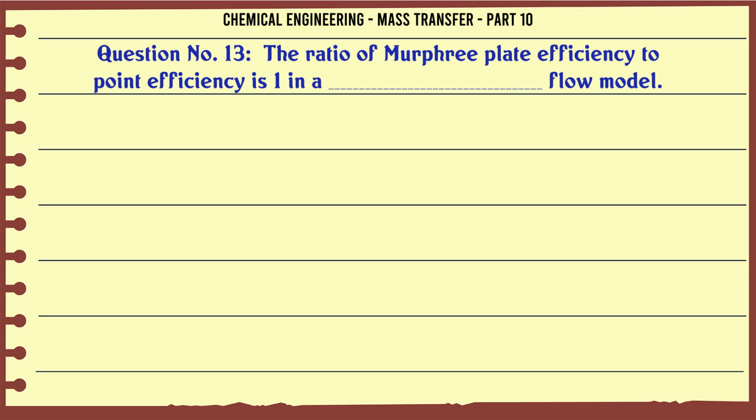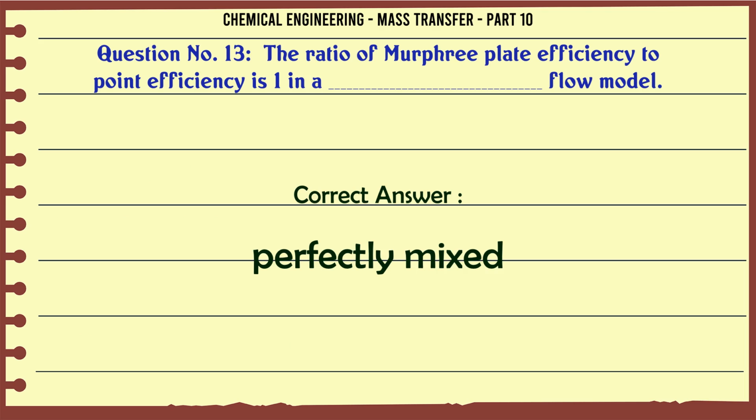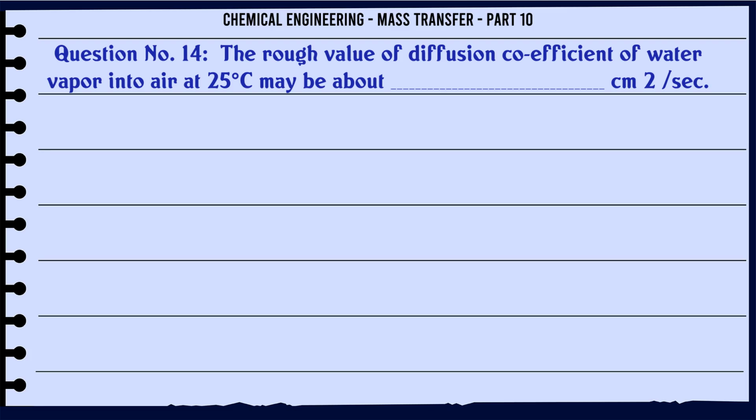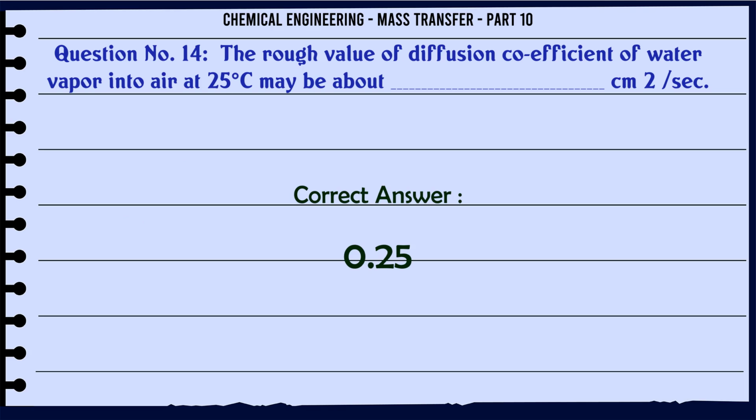The ratio of Murphree plate efficiency to point efficiency is 1 in a flow model. A. plug, B. perfectly mixed, C. both A, B, D. neither A nor B. The correct answer is perfectly mixed. The rough value of diffusion coefficient of water vapor into air at 25 C may be about cm²/sec. A. 0.25, B. 2.5, C. 1.25, D. 0.0025. The correct answer is 0.25.